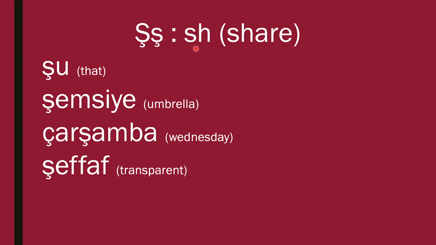This letter is sh, like share, sh, simply, sh. Şu, şemsiye, çarşamba. Here we have the ch that we spoke about in the beginning, ça. This is ça with the A. Çarşamba, şeffaf. So, şu, şemsiye, çarşamba, şeffaf.